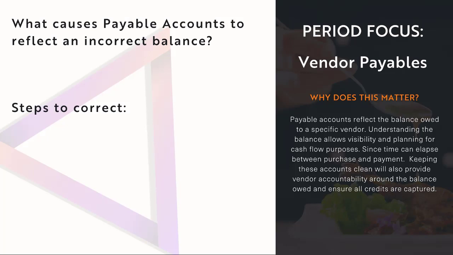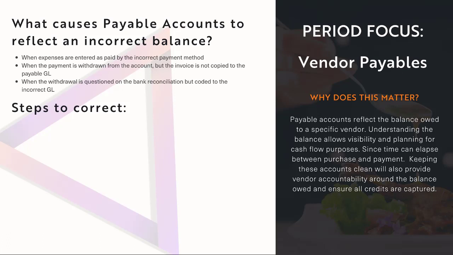We'll start with the vendor payables. Vendor payables reflect a balance that is owed to a specific vendor. Understanding what you owe your vendors allows true transparency and visibility into what will leave your account for cash flow purposes. Keeping these accounts clean will ensure that the vendor is getting paid and you have an understanding of what your outstanding balance is at any given time.